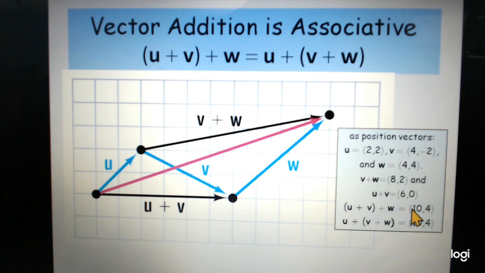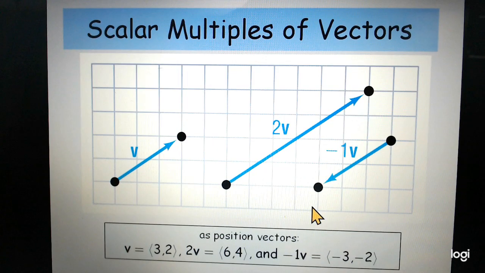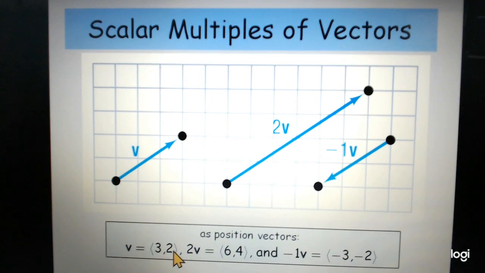Okay, so what we generally want to do is go into position vector format. Makes things a lot easier. Okay, scalar multiples. A scalar multiple is when you simply multiply the coordinates or the components of a vector. So V, as you can see, is 3, 2. And 2V, well, would be 6, 4.